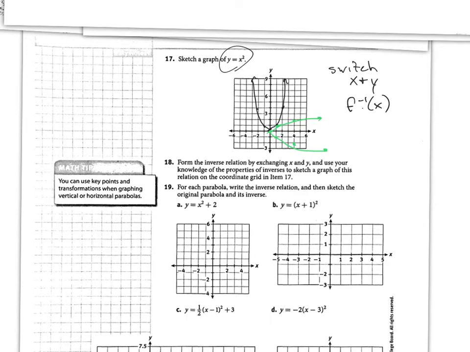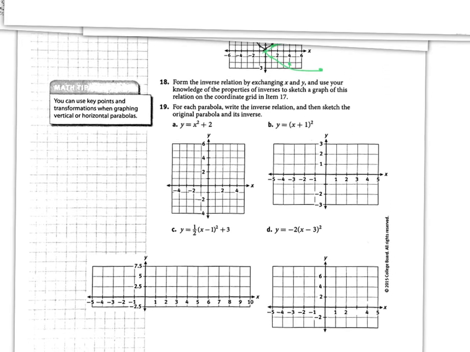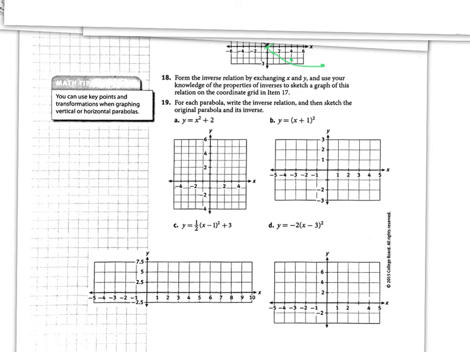So if we try to find this inverse, I just want to go through, sort of help you kind of remember one. So let's do A. It says for each parabola, write the inverse and then sketch the original parabola and the inverse. You can use your calculator, of course, to draw any graph, as long as you can solve for y. So let's do the inverse first. So we're going to switch the x and y. x equals y squared plus 2.